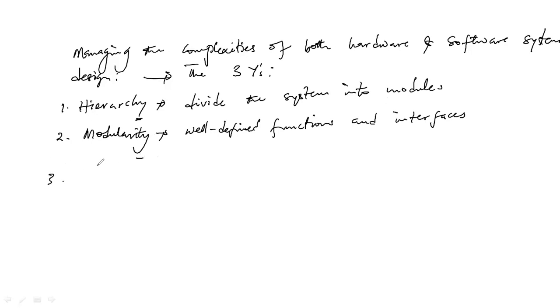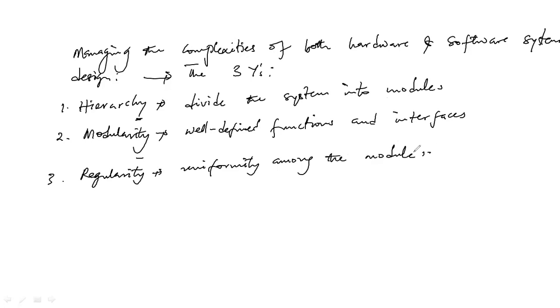So for the third Y, we have regularity. And this is uniformity among the modules, okay? So common modules are reused many times, reducing the number of distinct modules that must be designed.